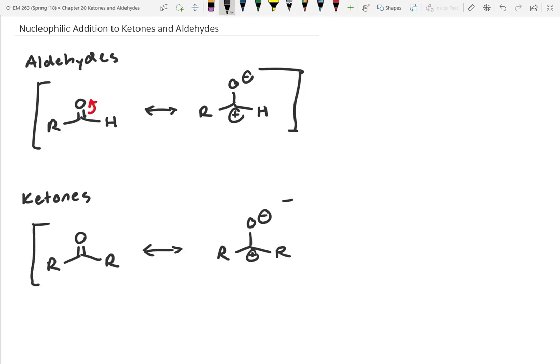And have a resonance contributor on the right. So same exact electron pushing. All right, and if we look at this, that means that this carbon or this carbon are susceptible to attack, right? Are they electrophilic or nucleophilic carbons then?